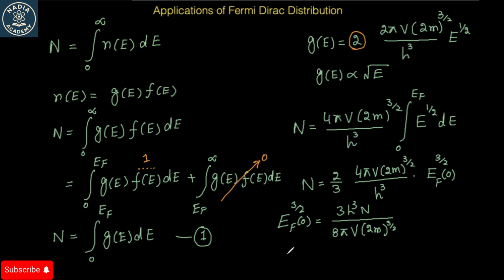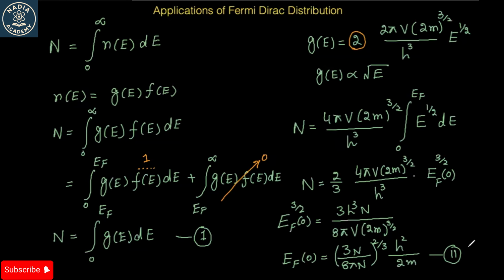So remove its power 3 over 2. By removing it, we get our final formula for the Fermi energy, which is equal to 3N divided by 8 pi V, to the power 2 over 3. Planck's constant has power 3, so it will be left with only power 2, then divided by 2m, because we are taking the power 2 over 3 on both sides of this equation. So this expression is an important expression. We call it our second expression.